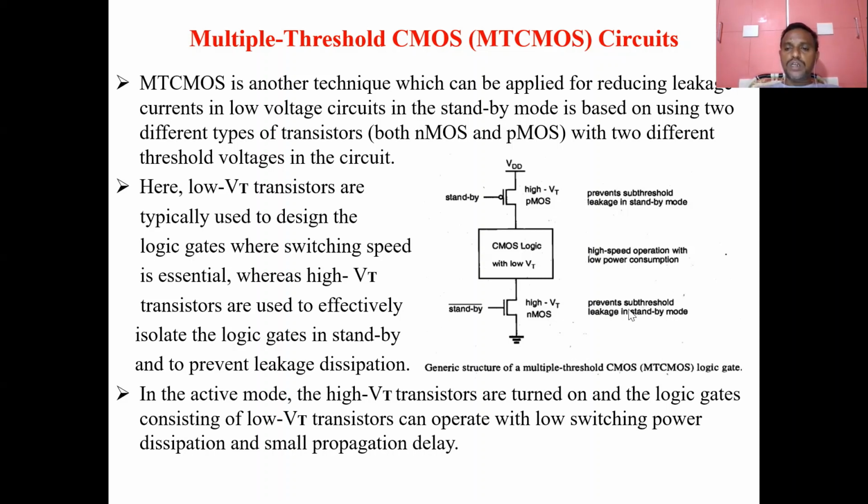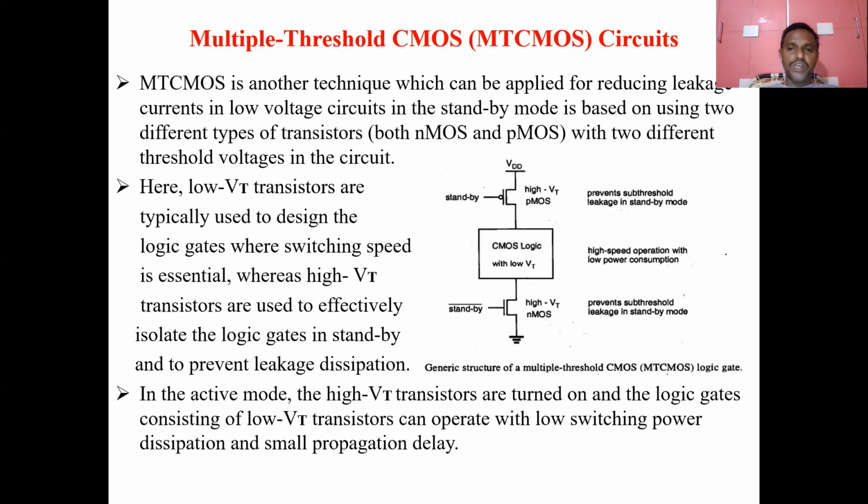Here you can observe that if we use the high threshold voltage, we can prevent the sub-threshold leakage in standby mode. If we use the low threshold voltage, we will get sub-threshold problems. To avoid that, in the standby mode of the transistor, we apply a high threshold voltage that will prevent the sub-threshold leakage currents in the standby mode. So the circuitry in a multiple threshold CMOS circuit consists of two types of transistors.